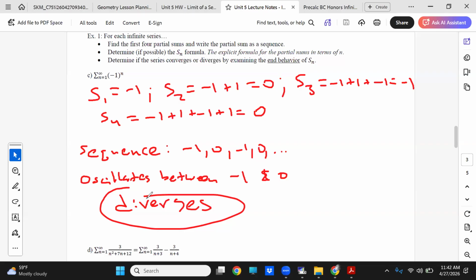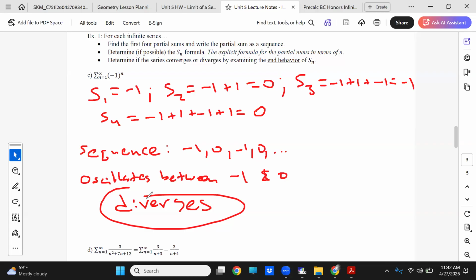For n equals 1, the sum of the first term is just -1. The sum of the first two terms is 0. The sum of the first three terms is back to -1. The sum of the first four terms is back to 0. So you write the partial sums as a sequence: -1, 0, -1, 0. That's never going to converge, right? As a sequence it's just going back and forth between two different numbers.